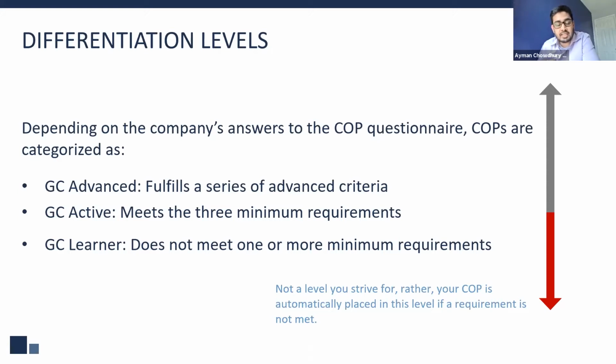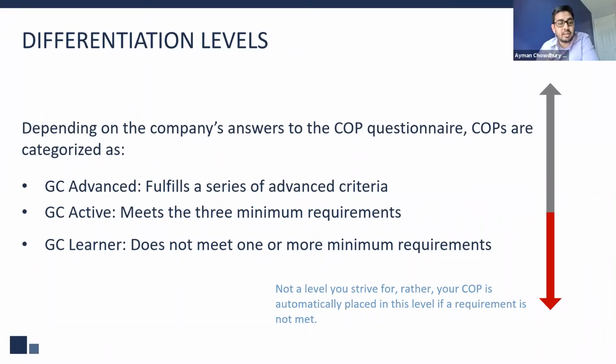The next one is the GC Active, where your organization is just meeting those 3 requirements, but there are no best practice examples, or no more explanation about how exactly your organization is tackling those different initiatives. So we are not able to collect any best practice examples from those COPs. So those are regarded as GC Active.